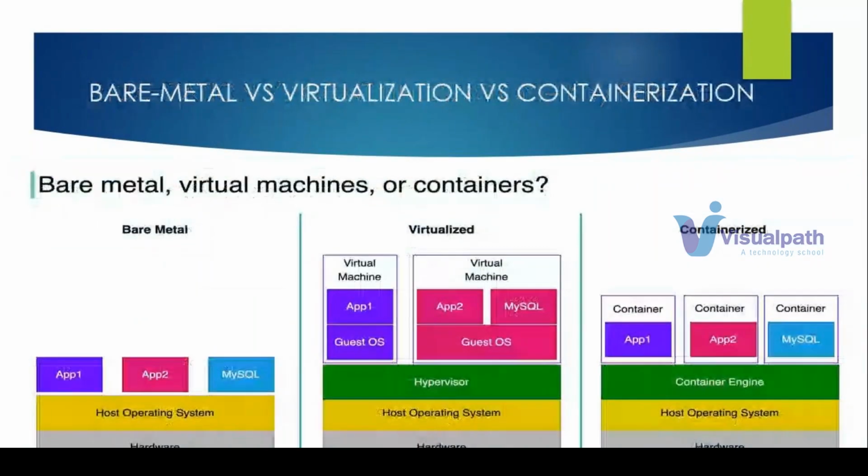Now in this picture, I'm trying to cover all three items. In bare metal, you can see the dedicated hardware, host operating system, then application and database. In case of virtualization, hardware, host operating system, then hypervisor as a solution, and on top we have virtual machines. In case of containerization, hardware, host operating system, container engine, then we create or spin up the containers.